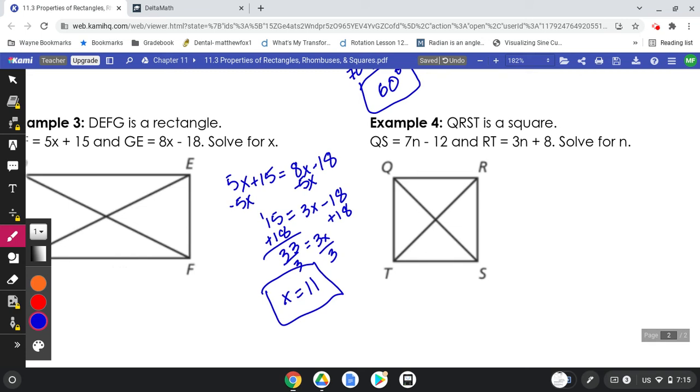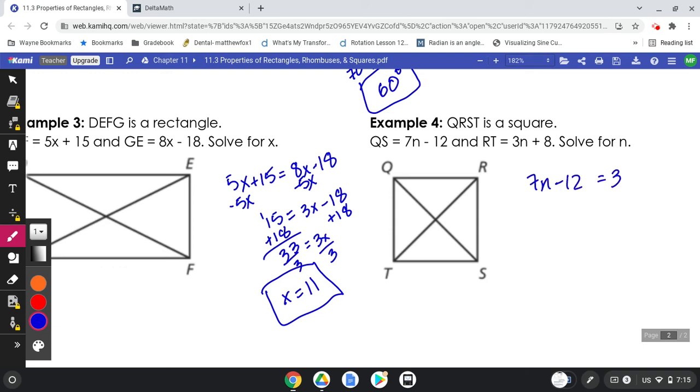All right, example 4. QRST is a square. A square, remember, is a parallelogram in which the diagonals are congruent, the diagonals are perpendicular, the angles are going to be right angles, and the sides are all going to be the same. Now QS is 7n minus 12, RT, the other diagonal, is 3n plus 8.